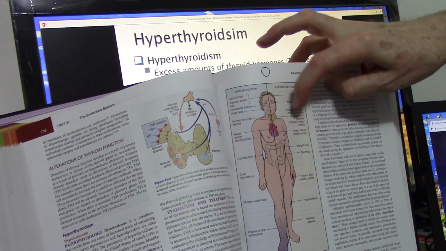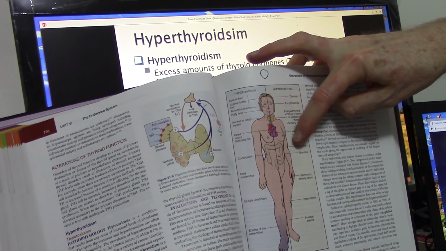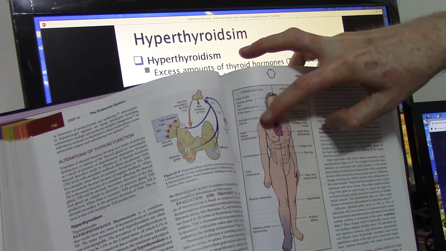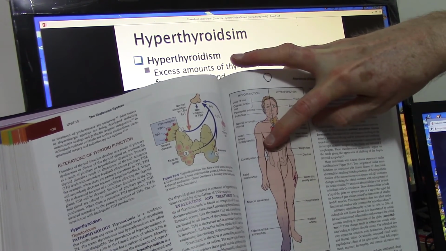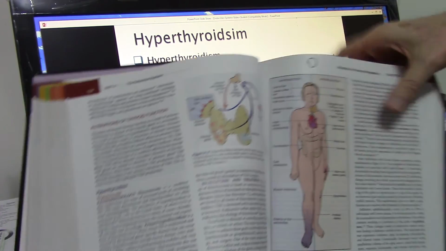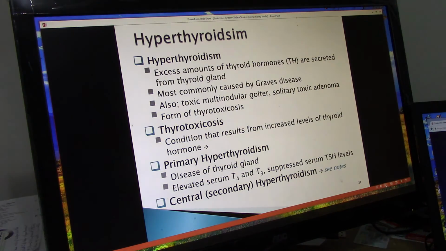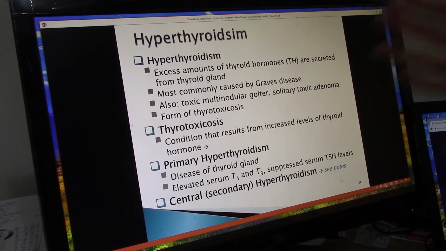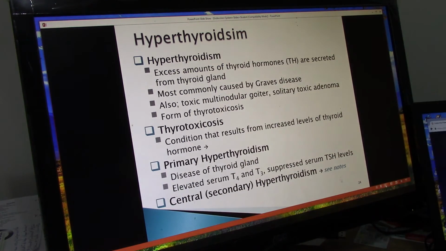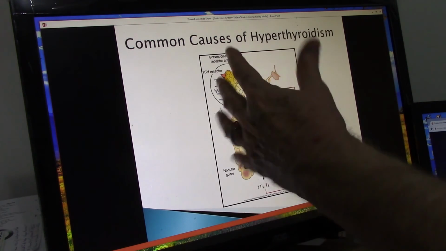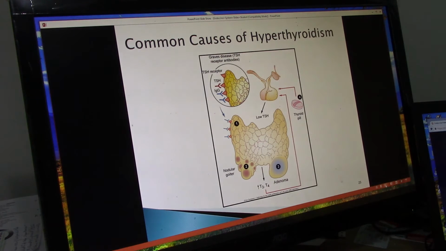If it's hyper, you're going to be having a lot of metabolism, so you're going to be losing weight. If it's hypo, you're going to be gaining weight. If it's hyper, you're going to have diarrhea. If it's hypo, you're going to have constipation, and on down the line. So I think you can start to see those distinctions. And again, the hyper disease is just going to be a mirror image of the hypo disease, just kind of in reverse.